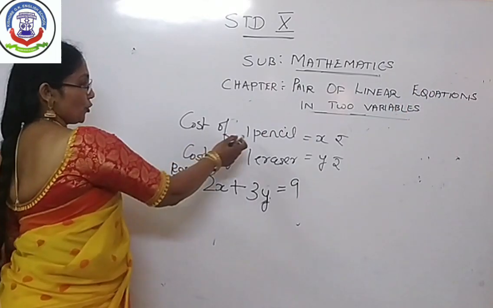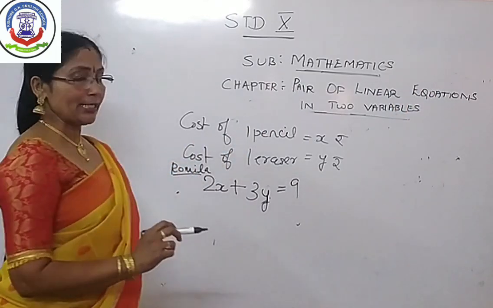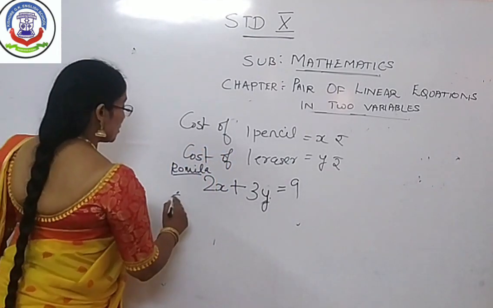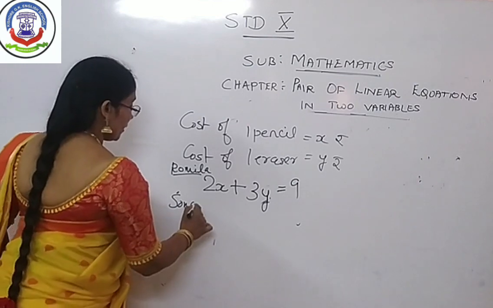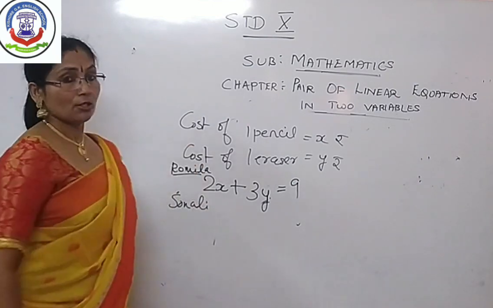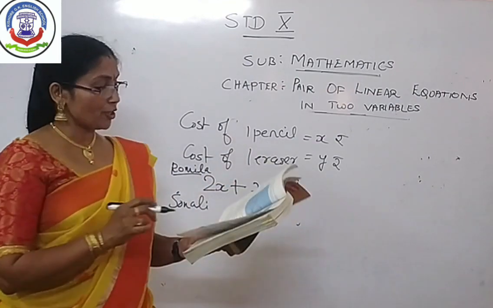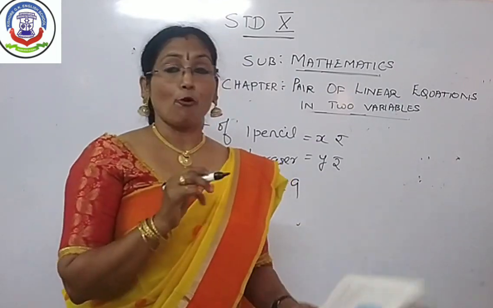Now, the cost of pencil and cost of eraser for the second person. Second person, who is that? Who purchased it? Sonali purchased. Sonali, how many pencils purchased? She purchased 4 pencils.